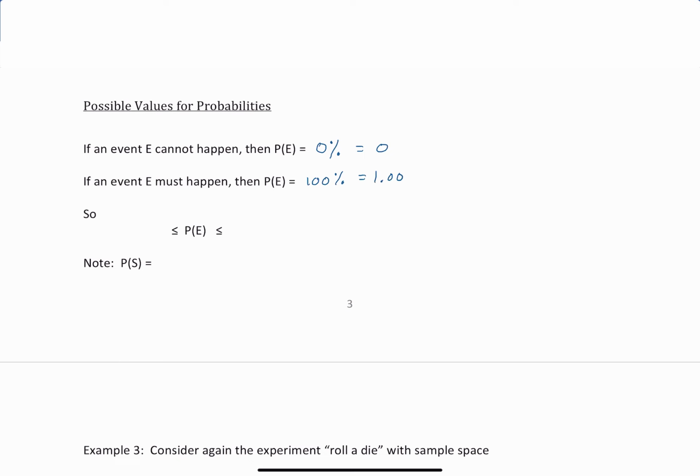Now you can't get less likely than 0%, nor more likely than 100%, which means the probability of any event is greater than or equal to 0, but less than or equal to 1. And I'll just make the note that if we think of the entire sample space as our event, the probability of the sample space is 1. We'll see in the next couple of examples why these things are true. So let's go on to our examples.